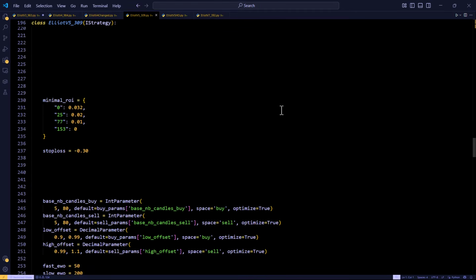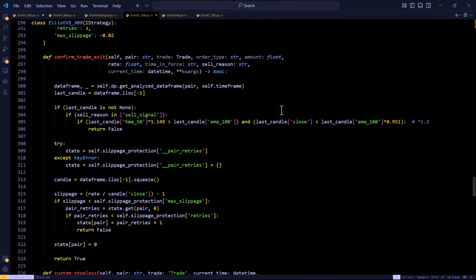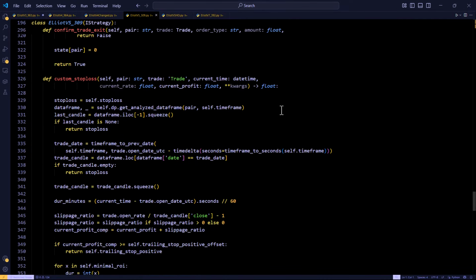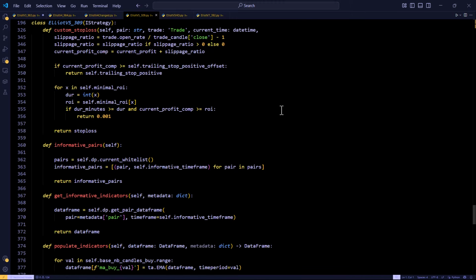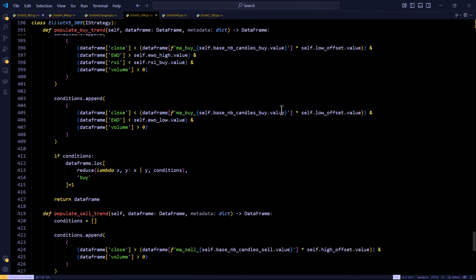For example, the developer added new risk management and trade execution features while maintaining the core strategy's principle. It also seems to be more suitable for real-world trading conditions due to its slippage protection and better risk management.